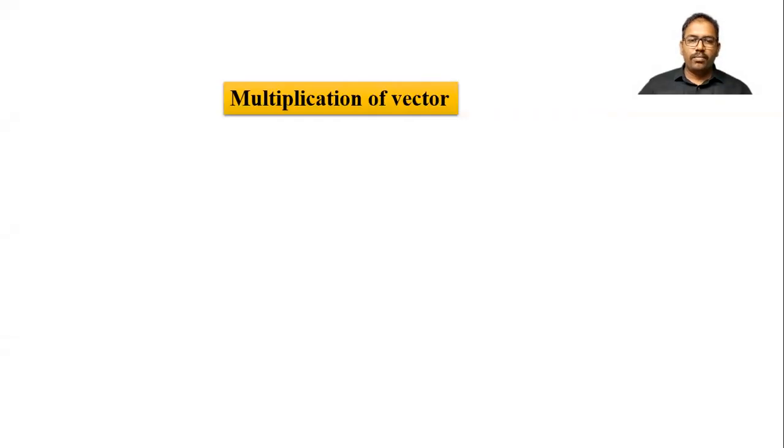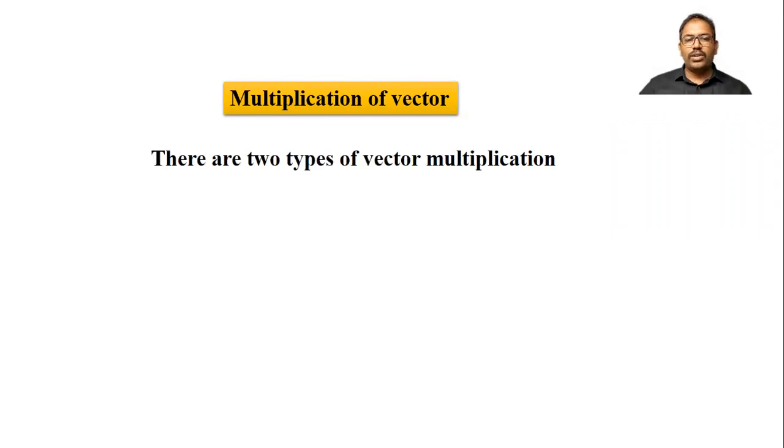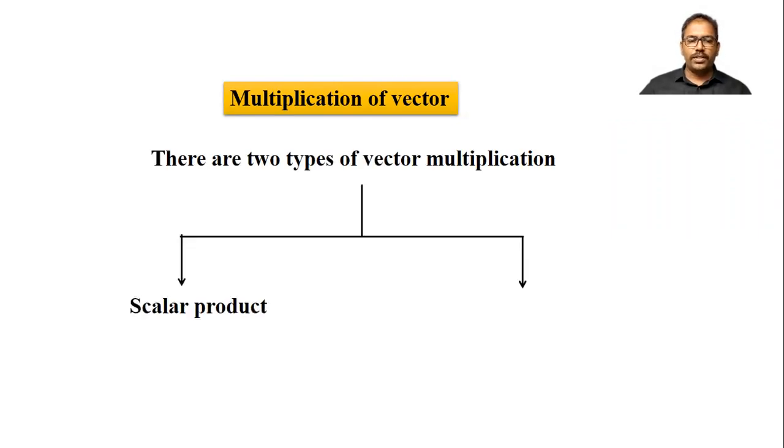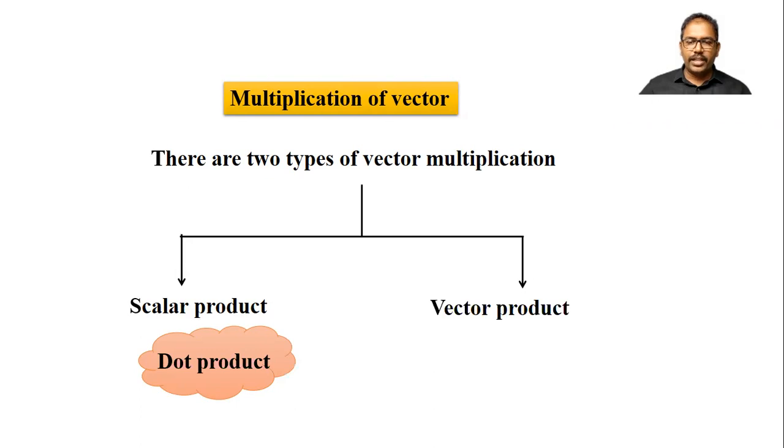Now we start multiplication of vectors. Basically, there are two types of multiplication of vectors. The first one is the scalar product, also called the dot product. And the second one is the vector product, called the cross product.